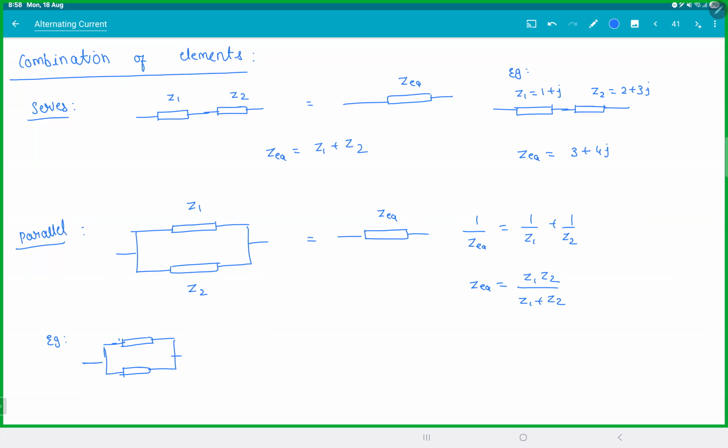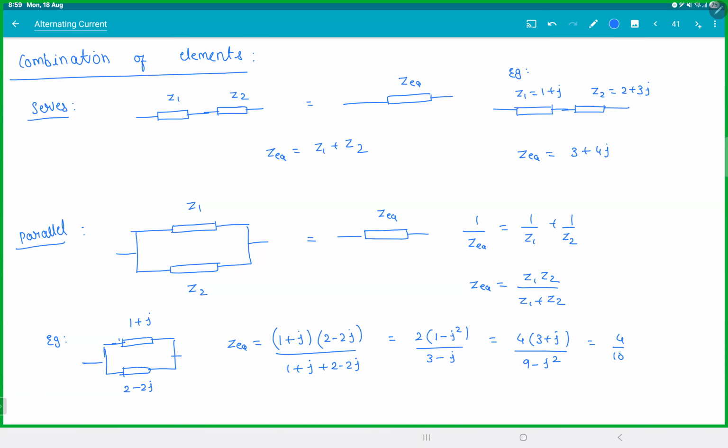Let's say this is 1 plus j. This is 2 minus 2j. The Z equivalent will be 1 plus j, 2 minus 2j, 1 plus j, 2 minus 2j. Take 2 common, that will become 1 minus j square by 3 minus j. That will become 4 multiplied by 3 plus j by 9 minus j square. That would be 4 by 10, 3 plus j. I factorized it.